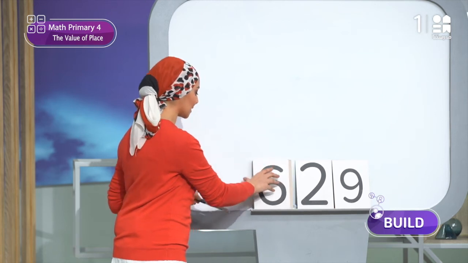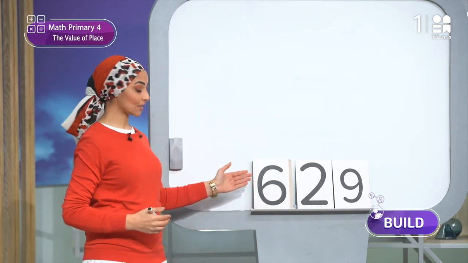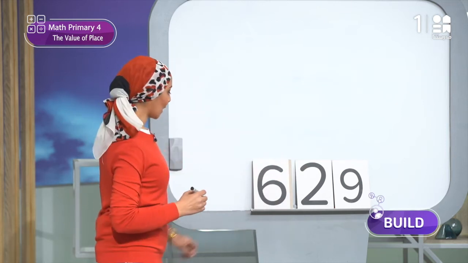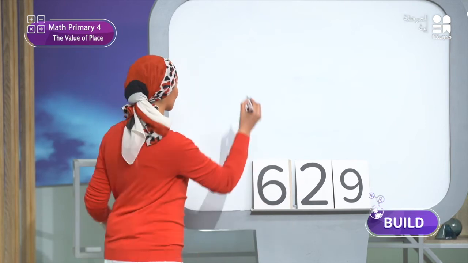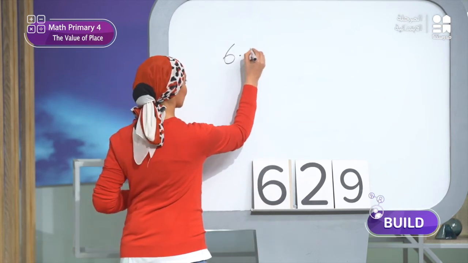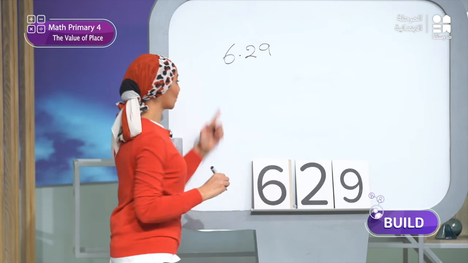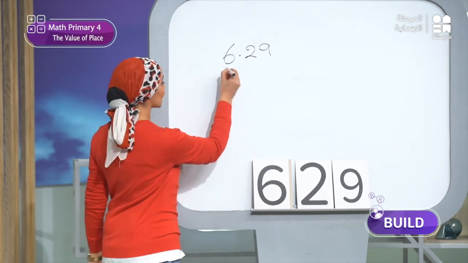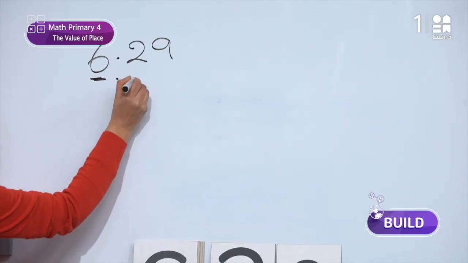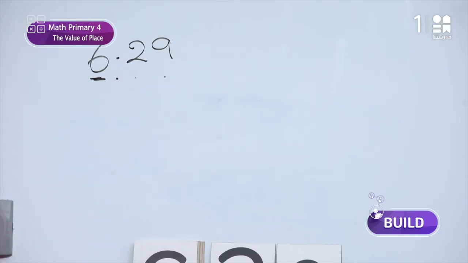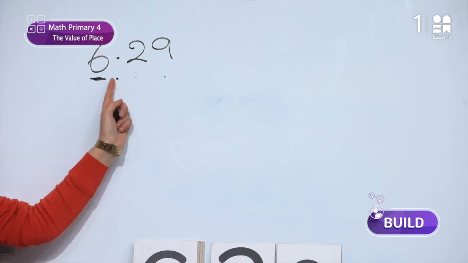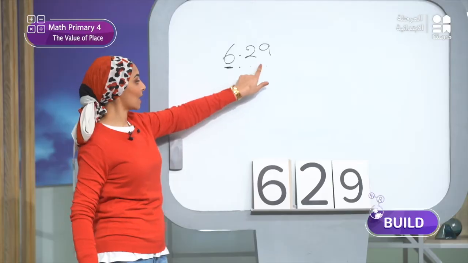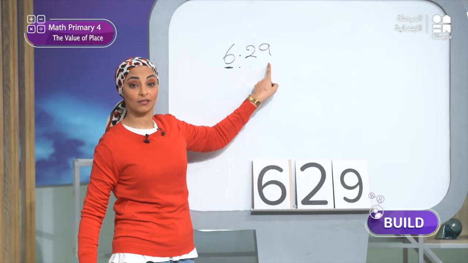Let's write decimal numbers, different decimal numbers from these 3 digits. The first one I will write in order, so I will write 6.29. Let's read this decimal number together. Okay, I can read it as 6 and 29. 29 what? Hundredths. 6 and 29 hundredths. Because as we said, I must say the place value of the last digit.